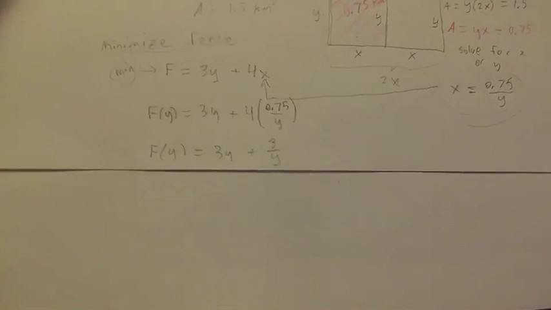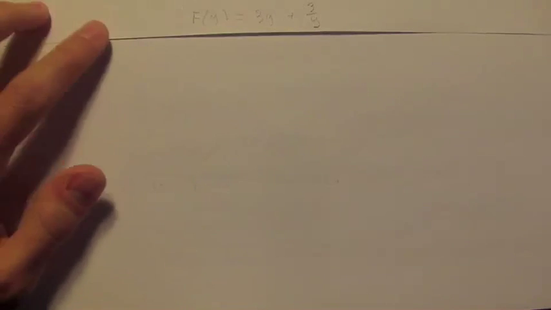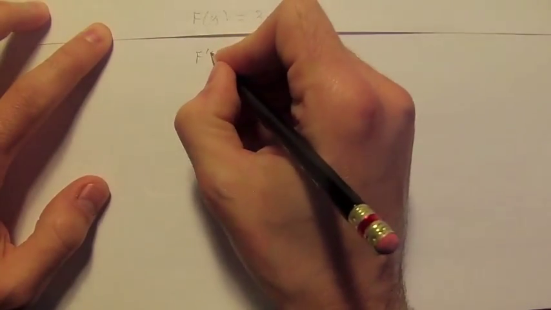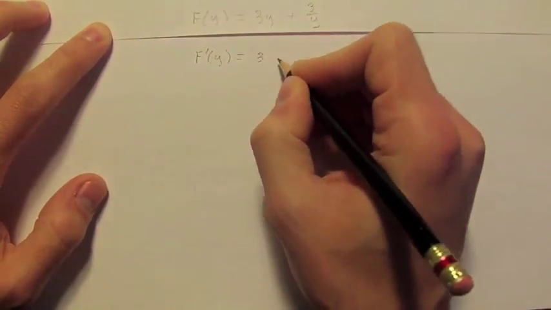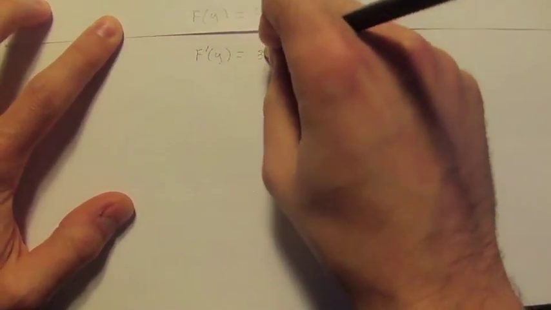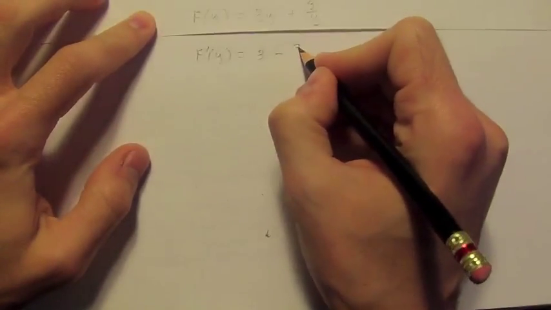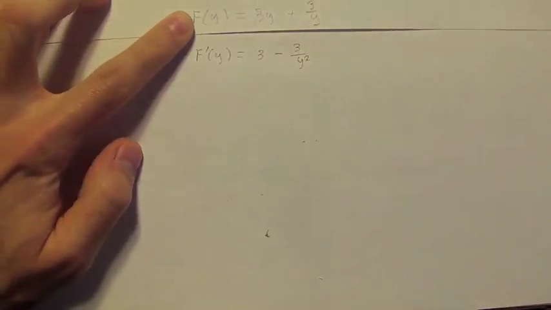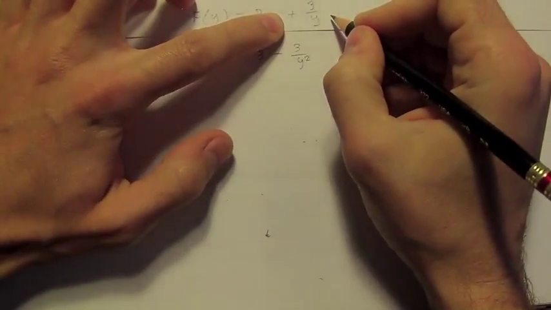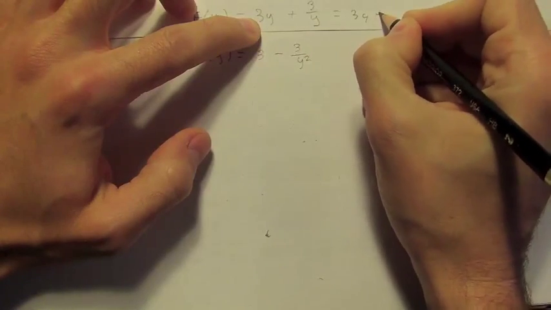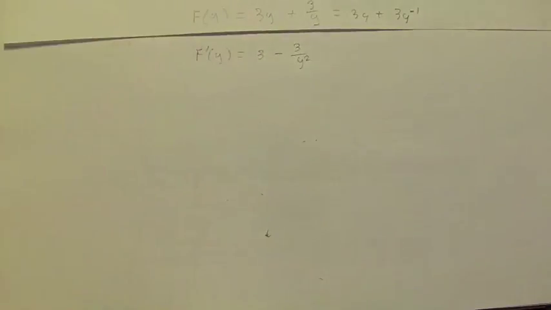Okay, so now we're going to differentiate. So f prime of y is going to be 3. And for 3 over y, when we differentiate, that's going to be negative 3 over y squared. I'm doing that really fast, but basically if you want, you could change this to 3y plus 3 times y to the minus 1 and use the power rule. But again, like I said, for these applications, I'm going to be doing these a lot quicker than I was back in chapter 3.